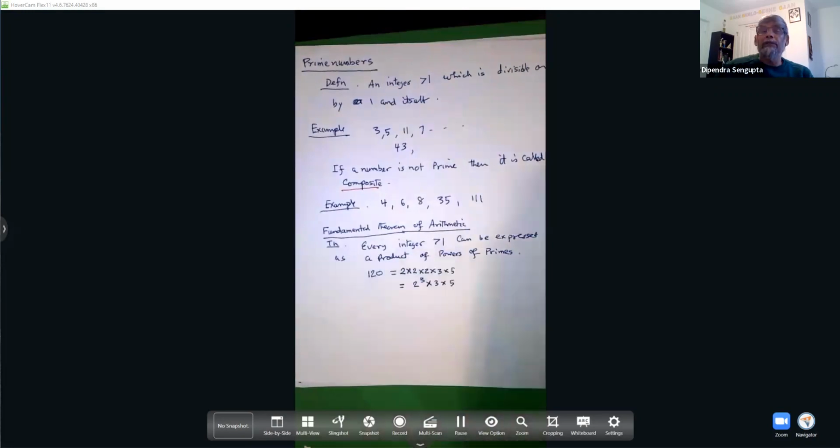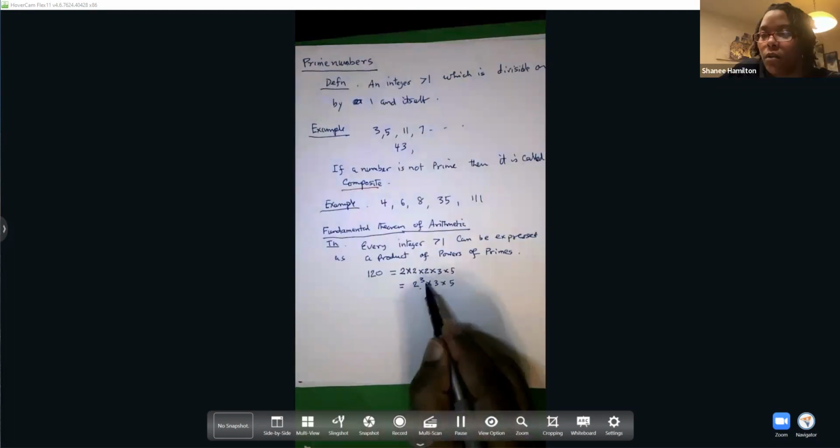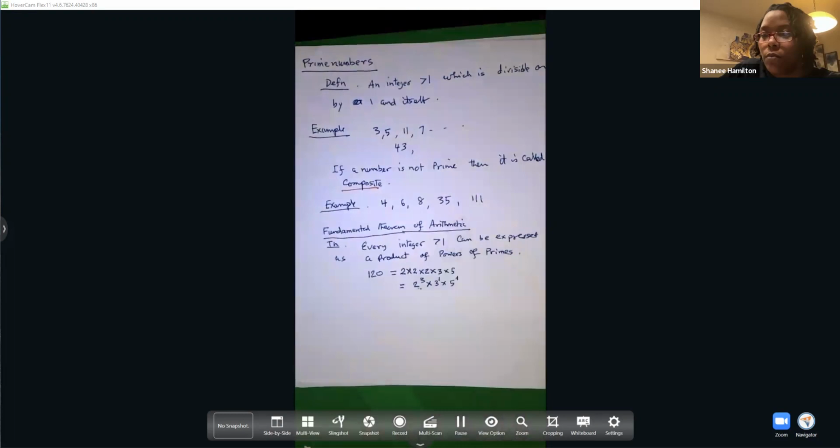That's what this theorem tells you, that every number can be expressed as a product of powers of primes. How many powers of 2? 3. 2 is a prime. How many powers of 3? 1. How many powers of 5? 1. And all of them, 2, 3, 5, are primes. Make sense?